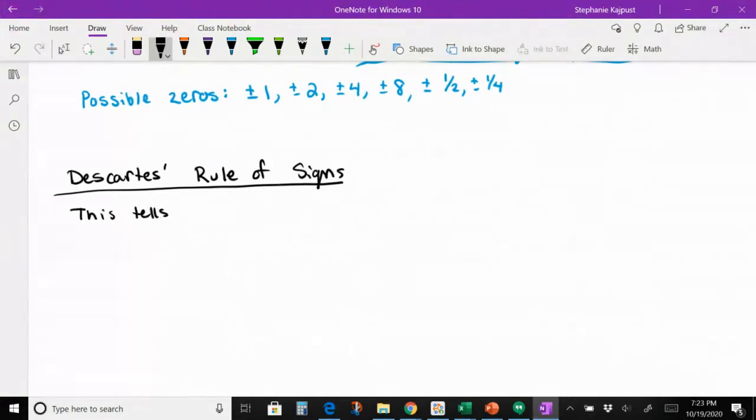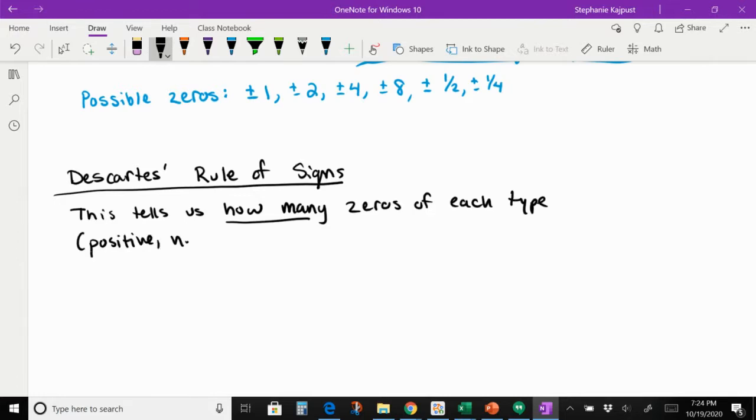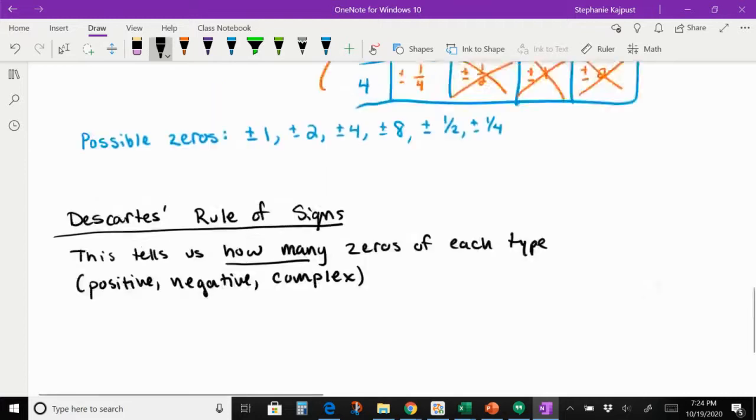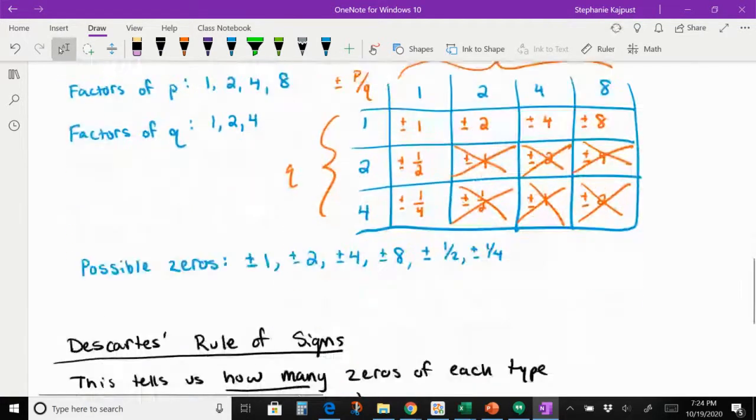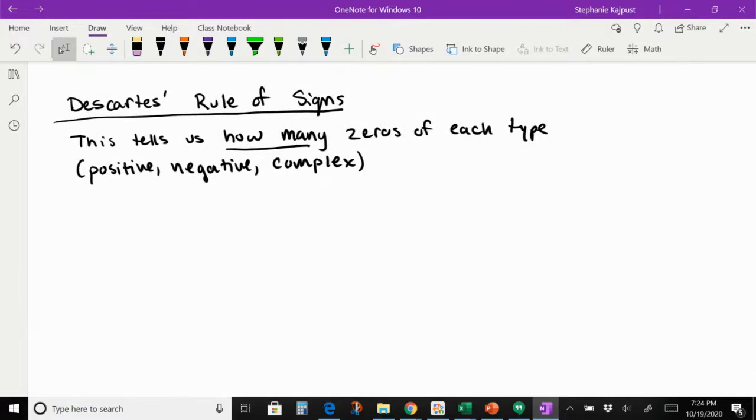So this tells us how many zeros of each type. And so we're considering positive, negative, and then complex numbers. And the number of zeros you have always adds up to the degree. So this is a 4th degree polynomial, so there's going to be 4 zeros. Now, explaining Descartes' rule of signs is kind of complicated.